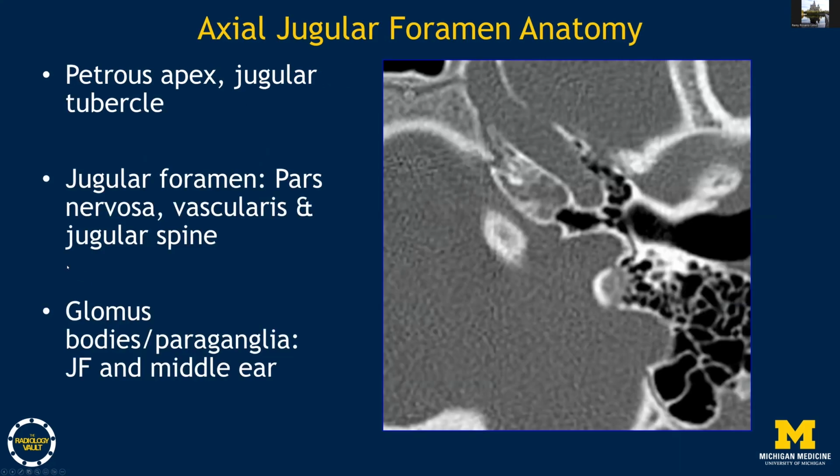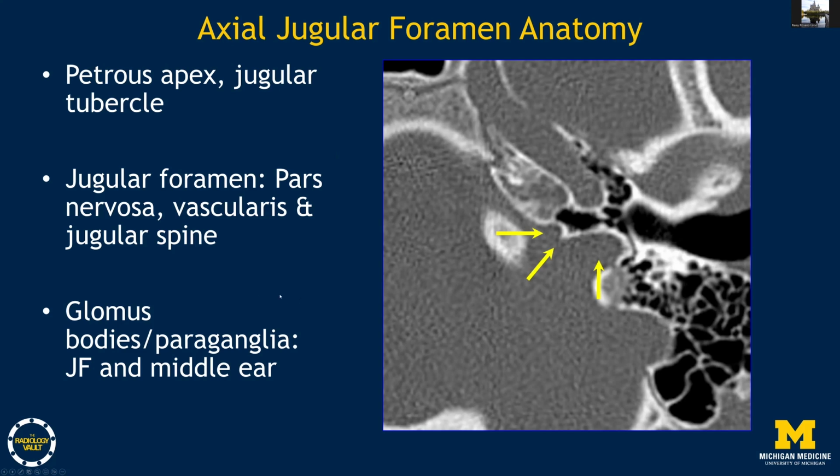Okay, so we'll look at anatomy first and look at the axial picture here. This is an axial bone CT. We're at the level of the petrous apex. You can see the jugular tubercle is also in view, right? Petrous apex, and then the jugular tubercle is also in view. At this level, we're looking at the jugular foramen, which houses two components, the pars nervosa medially, and then the pars vascularis laterally. They are separated by a little V-shaped bony structure called the jugular spine.